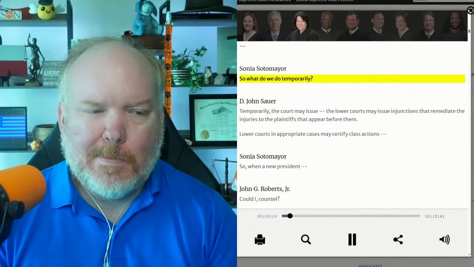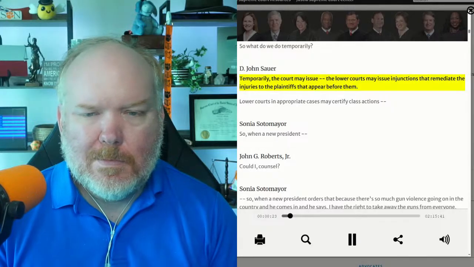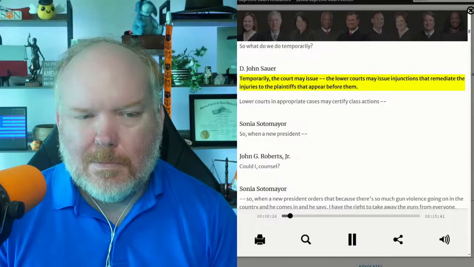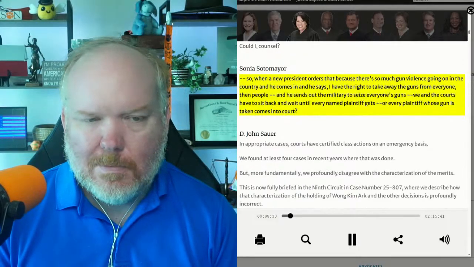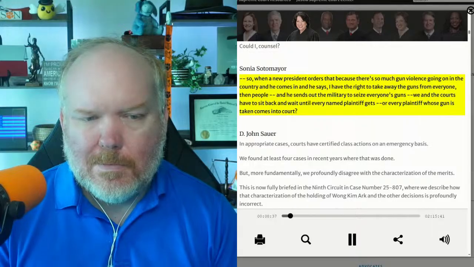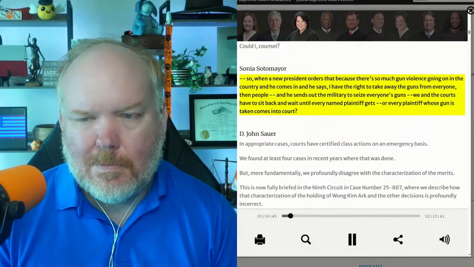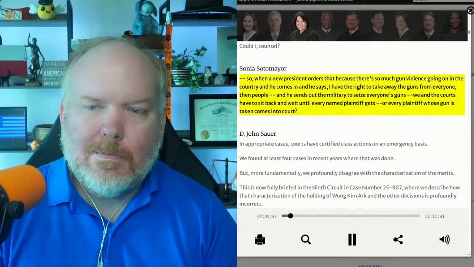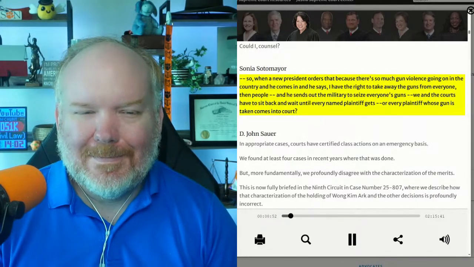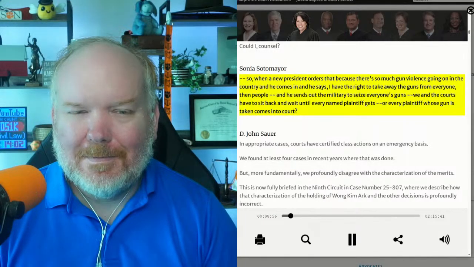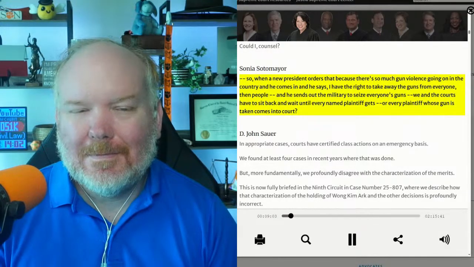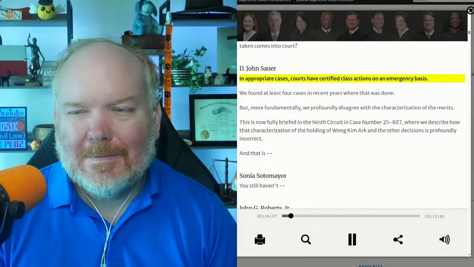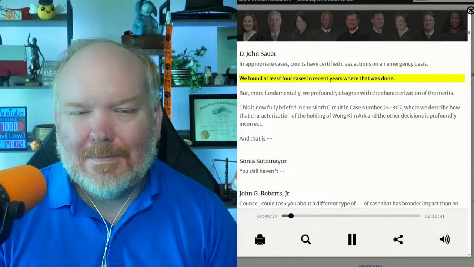So what do we do temporarily? Temporarily, the lower courts may issue injunctions that remediate the injuries to the plaintiffs that appear before them. Lower courts in appropriate cases may certify class actions. So when a new president orders that because there's so much gun violence going on in the country, he comes in and says, I have the right to take away the guns from everyone, and he sends out the military to seize everyone's guns, we and the courts have to sit back and wait until every plaintiff whose gun is taken comes into court? In appropriate cases, courts have certified class actions on an emergency basis. We found at least 4 cases in recent years where that was done.